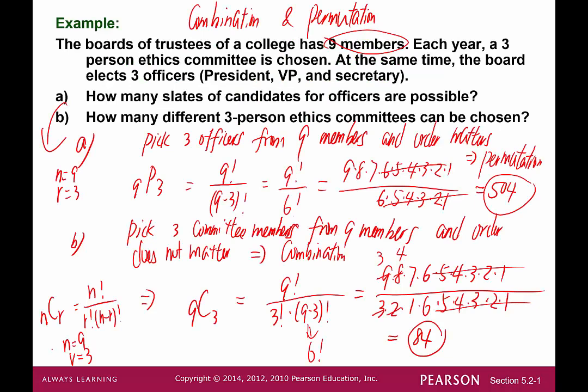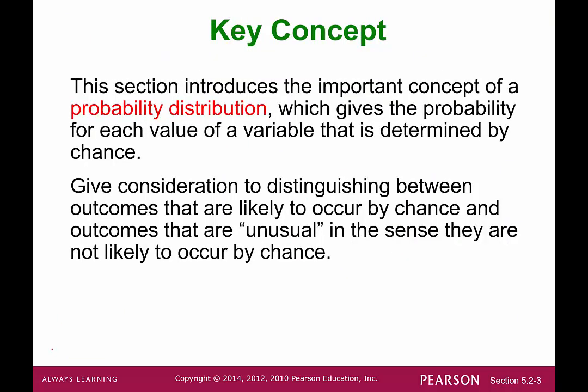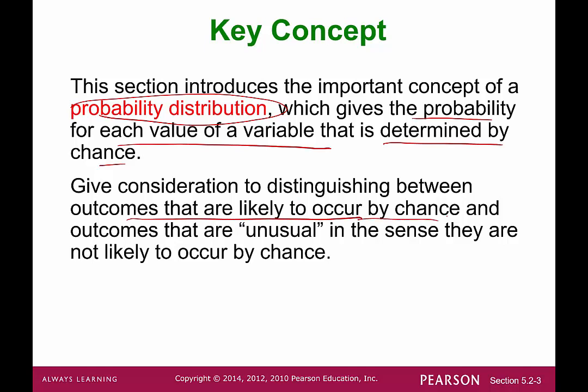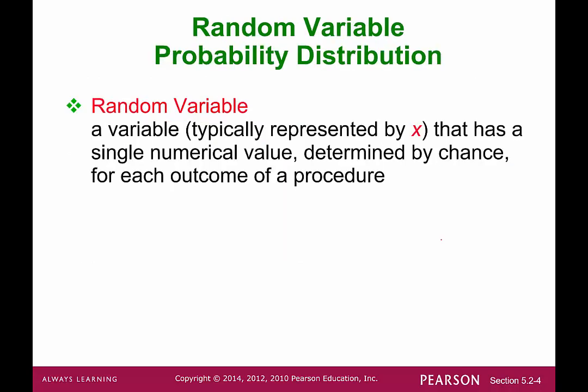Probability distribution gives the probability for each value of the variable that's determined by chance. So let's try to distinguish between the outcomes that are likely to occur by chance and the outcomes that are unusual and not likely to occur by chance. So let's take a look at random variable. A variable, typically represented by x, that has a single numerical value, determined by chance, for each outcome of the procedure.